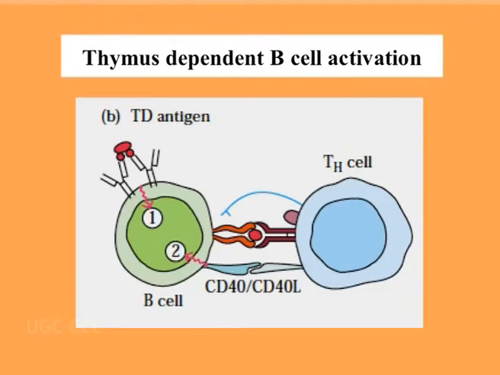Now, thymus dependent B cell activation needs direct help from Th cells, as well as cytokines released from Th cells. What happens? The receptor present on a B cell first binds to an antigen, then it internalizes the antigen, processes it, and presents the antigen on its surface. The Th cell, with the help of its T cell receptor, recognizes that foreign peptide presented by an MHC molecule.